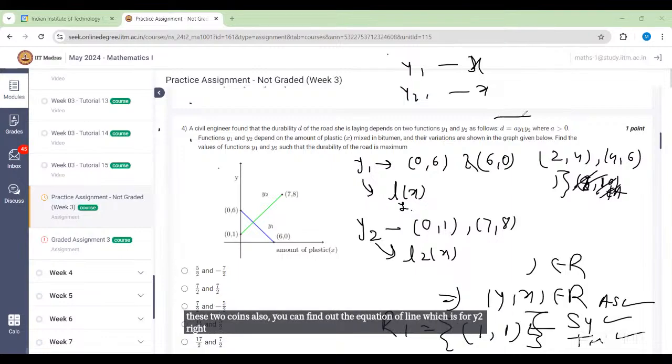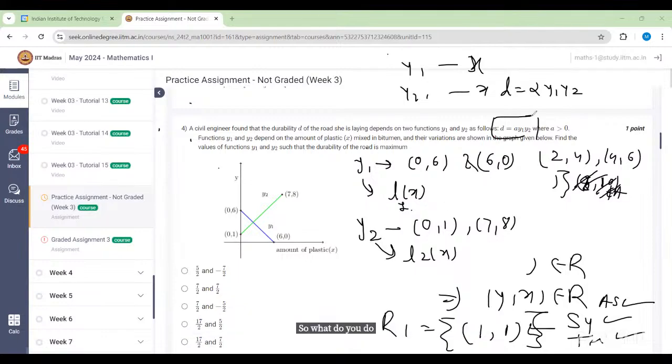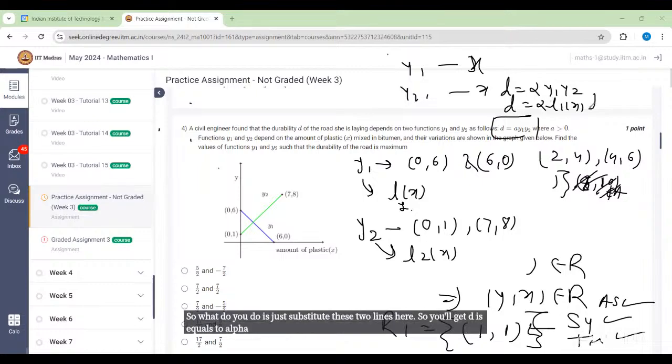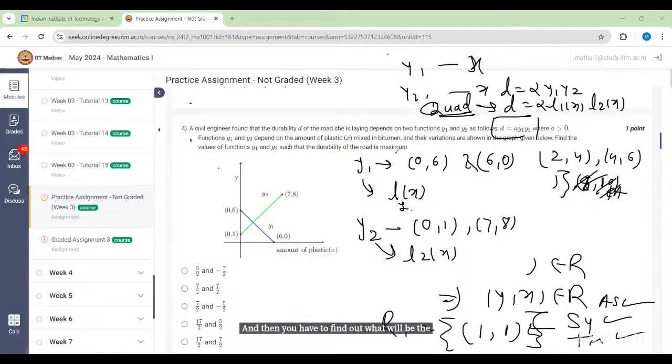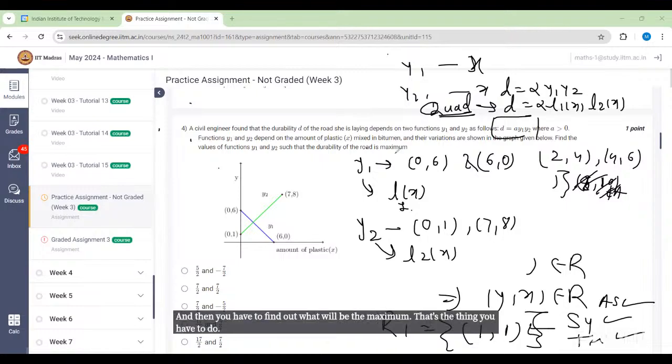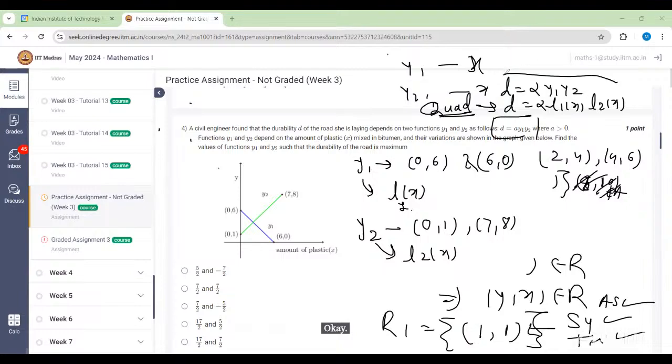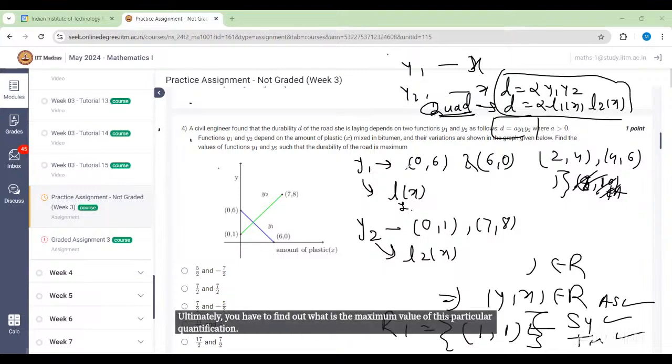And if you go to here, then what is happening? D is equal to alpha times y1 times y2. So just substitute these two lines here. You'll get D is equal to alpha times L1 of x times L2 of x. And if you multiply them, you will get a quadratic equation. And then you have to find out what will be the maximum value. Ultimately, you have to find out what is the maximum value of this particular quadratic equation. Okay.